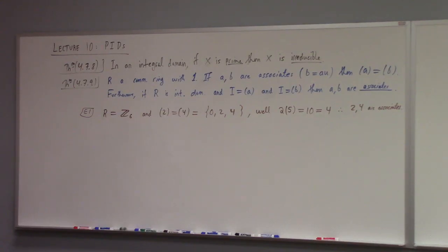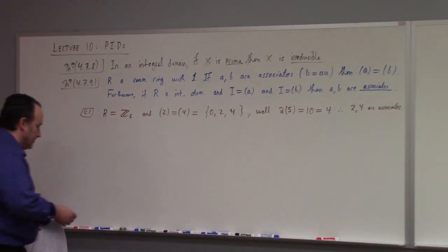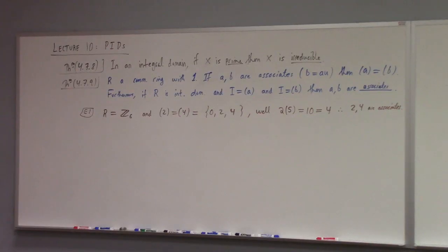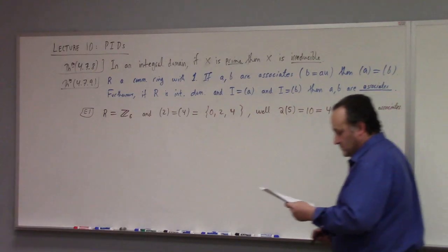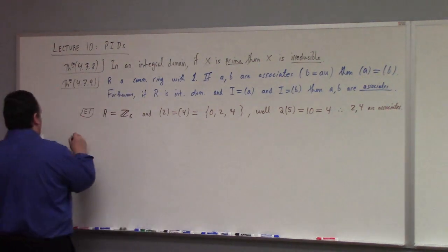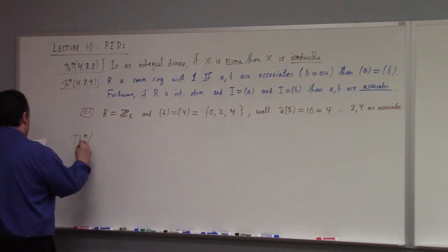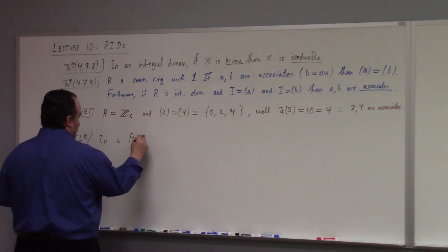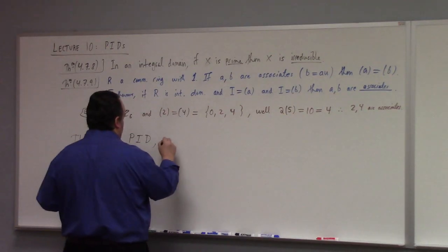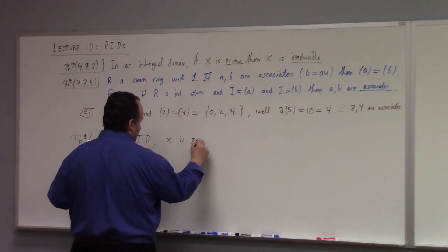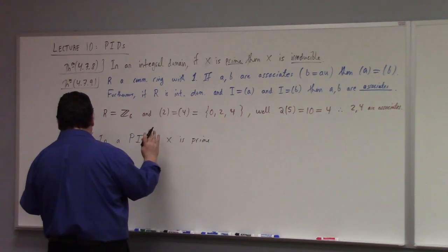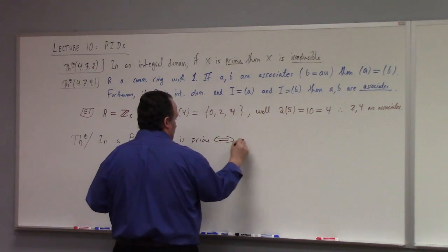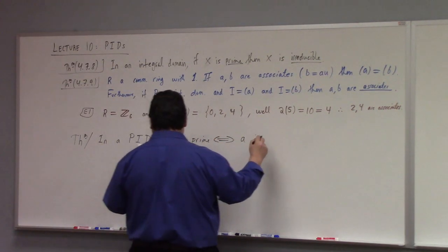All right, so that brings us to the first theorem for today. If I can find my pen. Here's the theorem. Theorem: in a principal ideal domain, a is prime if and only if a is irreducible, right?